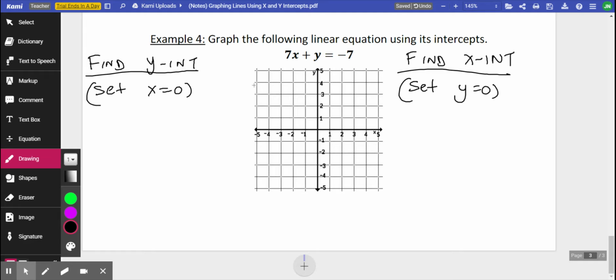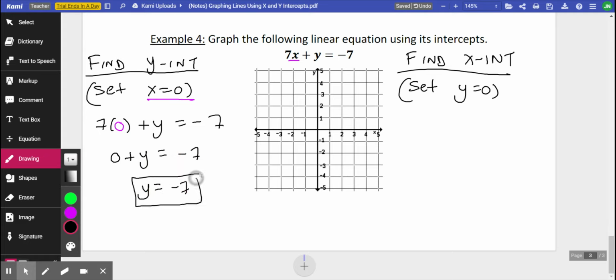So for this one, we're going to set x equal to 0 because it's the y. For the x-intercept, we're going to set y equals 0 because that is the x-intercept. So let's do that. So we're going to first set x equal to 0 here. So it's going to be 7 times x plus y is equal to -7. If we set x equal to 0, that means that this value would be 0 here. So then everything else would just drop down. 0 plus y is equal to -7, which means that we get the value of y equals -7 as our y-intercept.